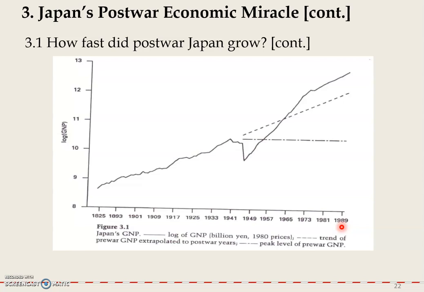Now here is a figure I took from the book about Japan, which I listed in our syllabus. The vertical axis is the log GNP, gross national product. We take the log because we can show the trajectory of income within a smaller scale. As you can see on the vertical axis, it's from 8 to 13. The purpose of doing this is to compress the volatility or fluctuations, so that we can better focus on the long-term trend of its economic development.